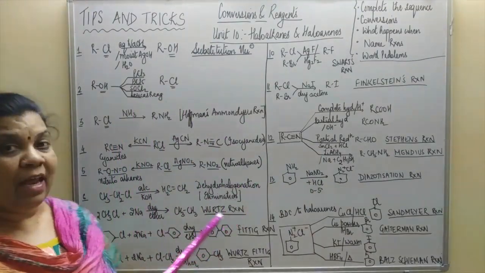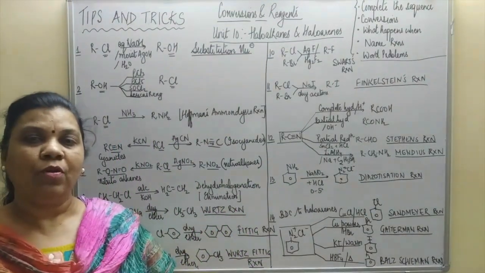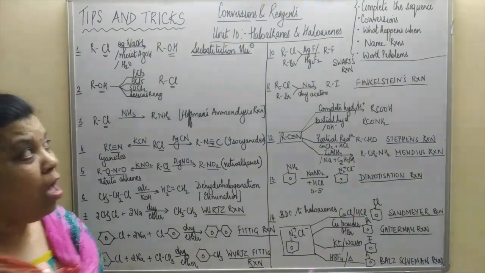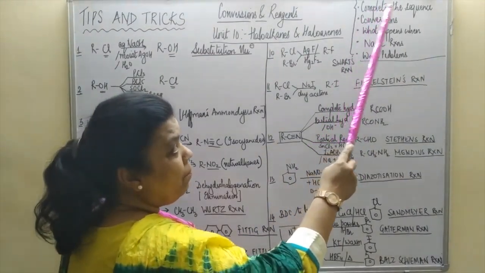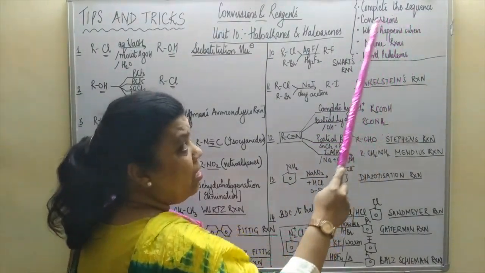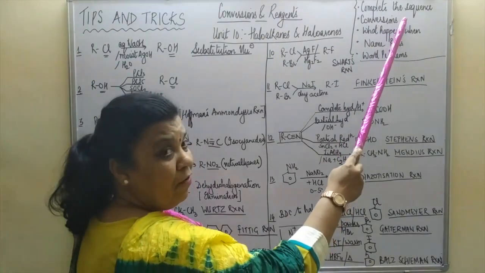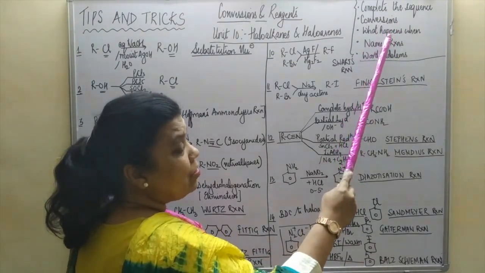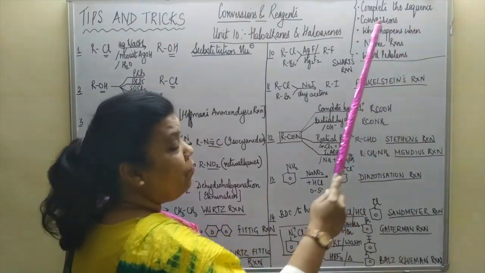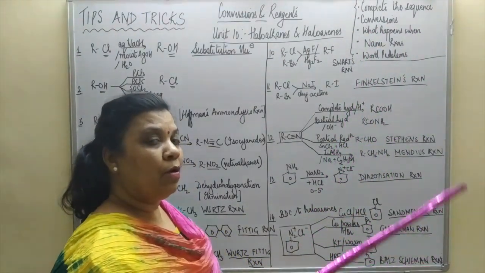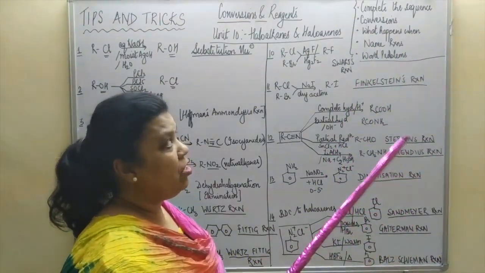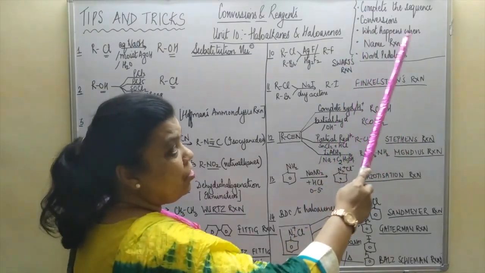So this entire content, which is actually of 10 to 15 minutes, will give you a complete insight to solve the sequence type questions, the conversions which the children feel very difficult, what happens when type of questions, for example, what happens when chloroalkane is treated with AgF. So we will discuss such type of questions.